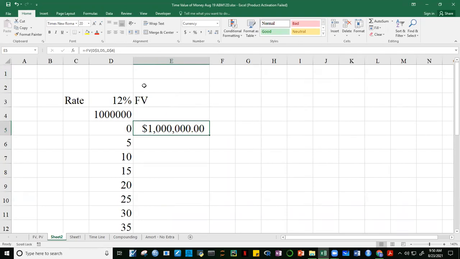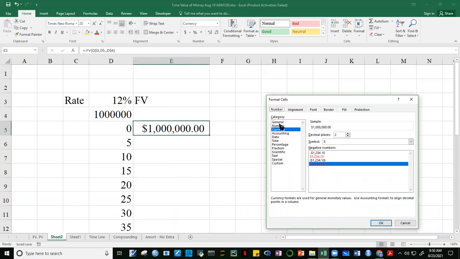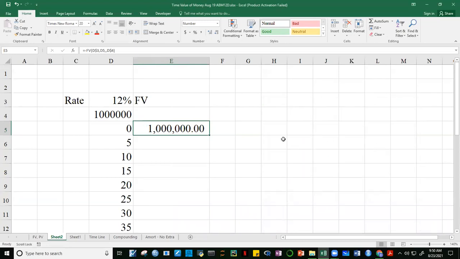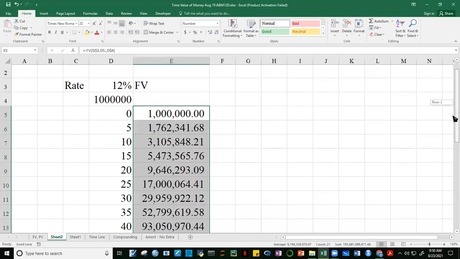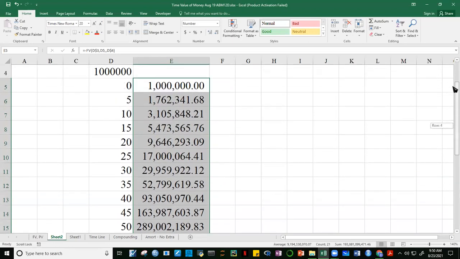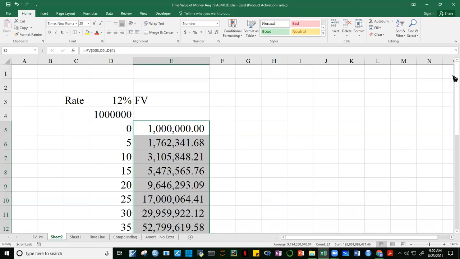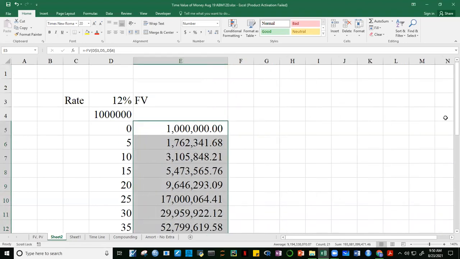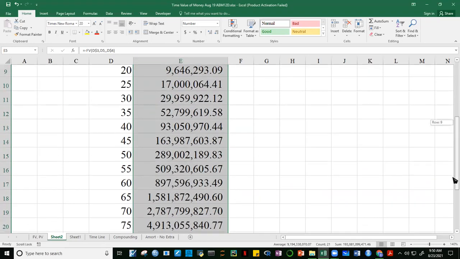Okay, copy lang natin. Tanggalin natin yung control 1. Tanggalin natin yung dollar sign kasi mag-ano yan. Okay. Alright. And then I can just copy this down. Yeah. So what do you notice, guys, as the number of years go, habang lumalaki yung years, hindi linear yung pagtaas, no? Hindi linear yung pagtaas.